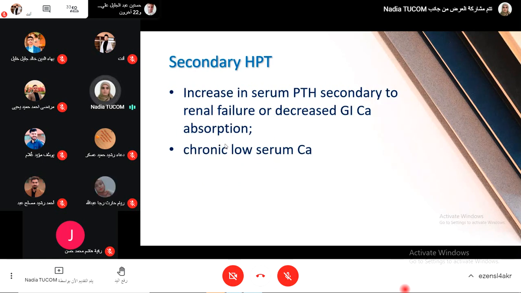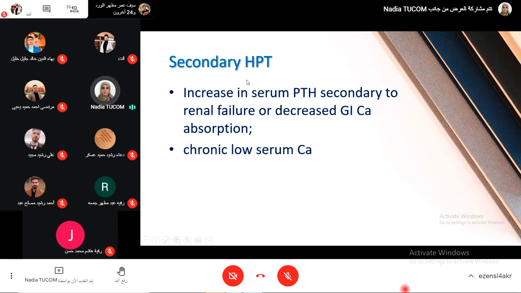Whereas the secondary type is one in which there is excess PTH in response to chronic hypocalcemia. In renal failure, there will be impaired renal function, and the kidney does not filter phosphate properly into urine, resulting in renal osteodystrophy. It's called renal osteodystrophy. So there will be alterations in the calcium and phosphate levels.